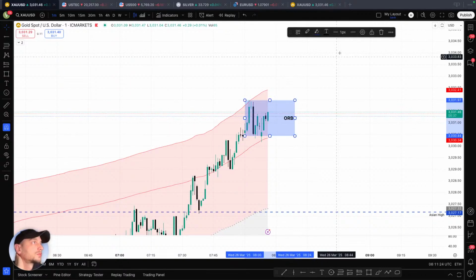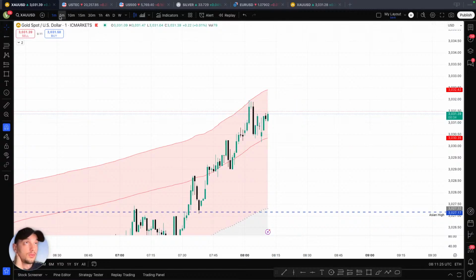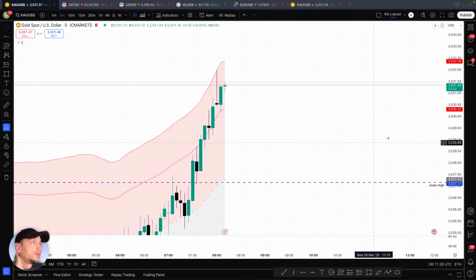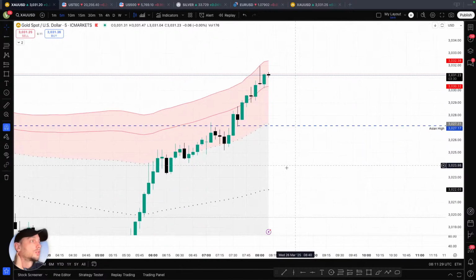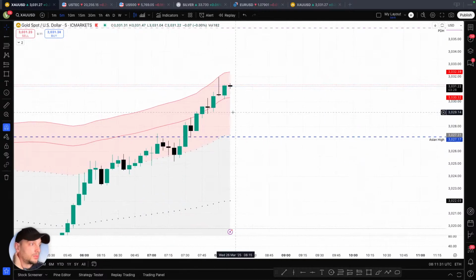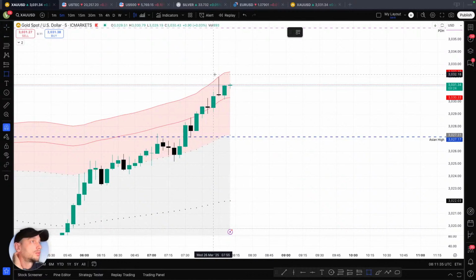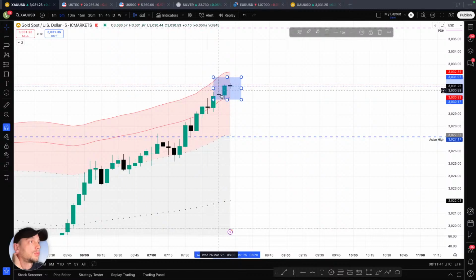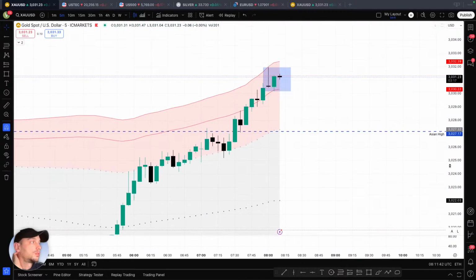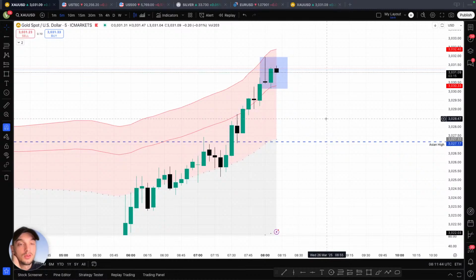Right, what we're gonna do on gold, we're gonna go on the 5 minute chart and change the strategy to the 5 minute ORB. So in this case, we're gonna mark the first three candles of the London Open. So this is the third candle, which will form the ORB.